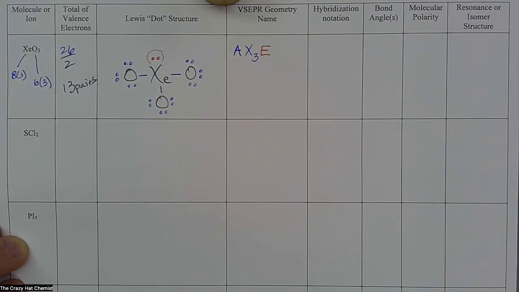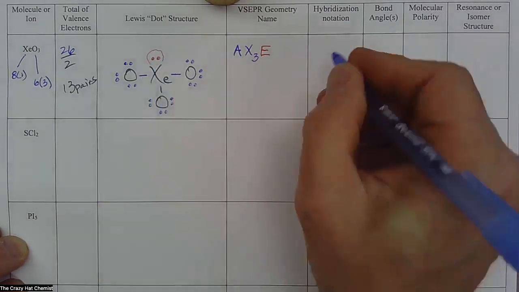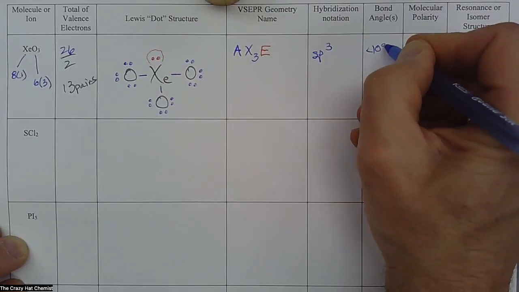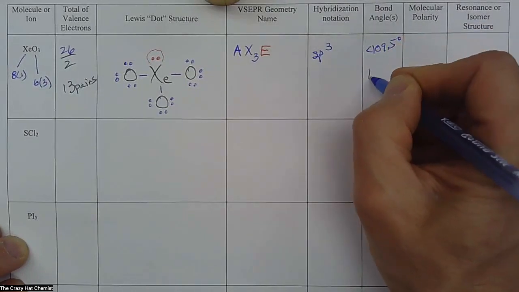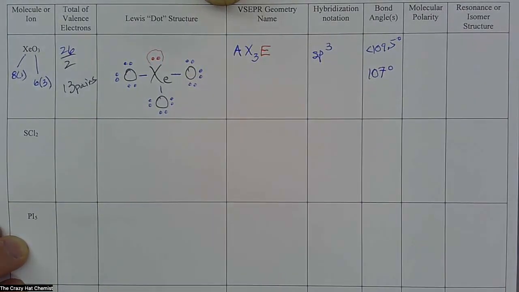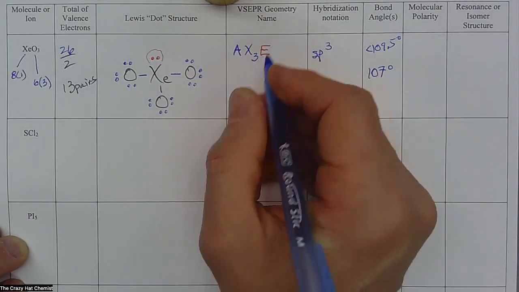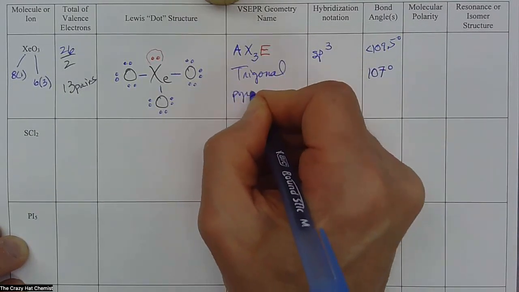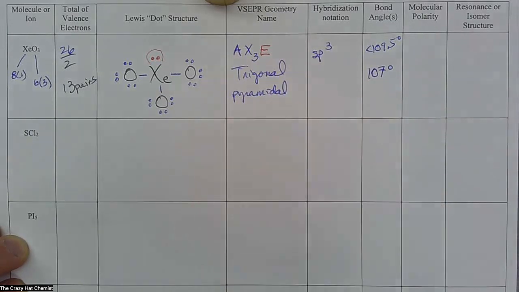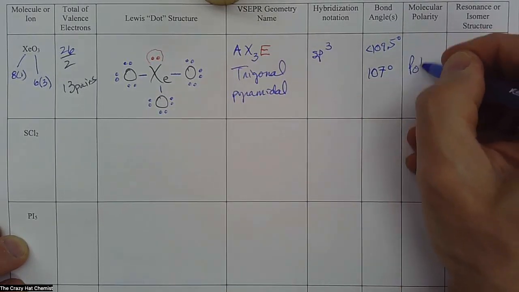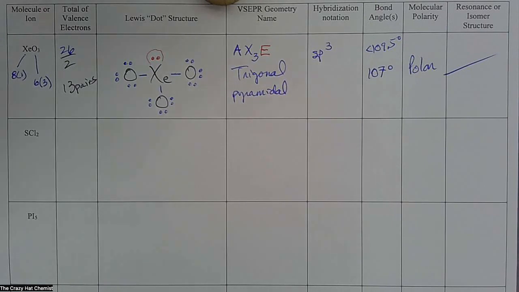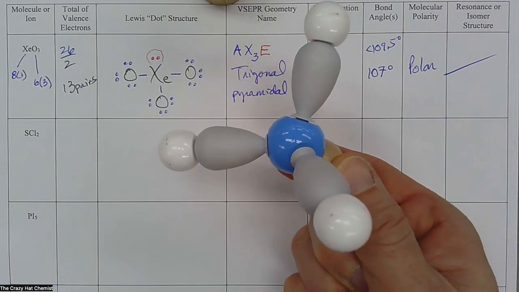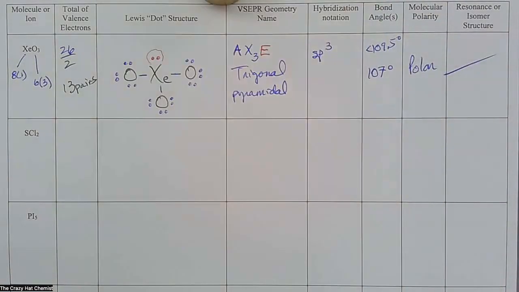Okay, the hybridization of this is sp1, p2, p3, sp3. This has bond angles that are less than 109.5 or 107. And anything, this AX3E is trigonal pyramidal. And we just did one of these, and that is most certainly polar. And there are no resonance or isomeric structures of this, and it looks just like what we did on the last one there. So you got that one. Perfectly beautiful. Okay. All right.